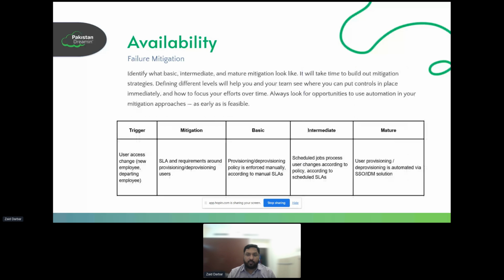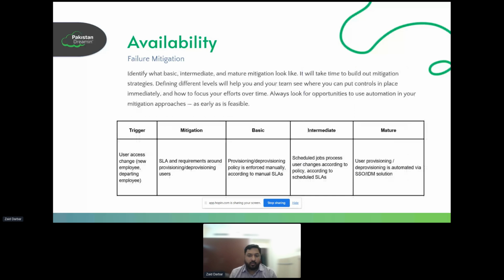And it will give you what the trigger is and what different levels of steps you can take in order to avoid them. So a user access change, for example, has happened. Let's say an employee is departing your organization. A mitigation plan would be to have an SLA and requirements around provisioning and deprovisioning, what will happen. So this will be the mitigation plan, but the basic mitigation plan is that everything is manual. You check the user, you do it manually, and you go to the user and deactivate it.